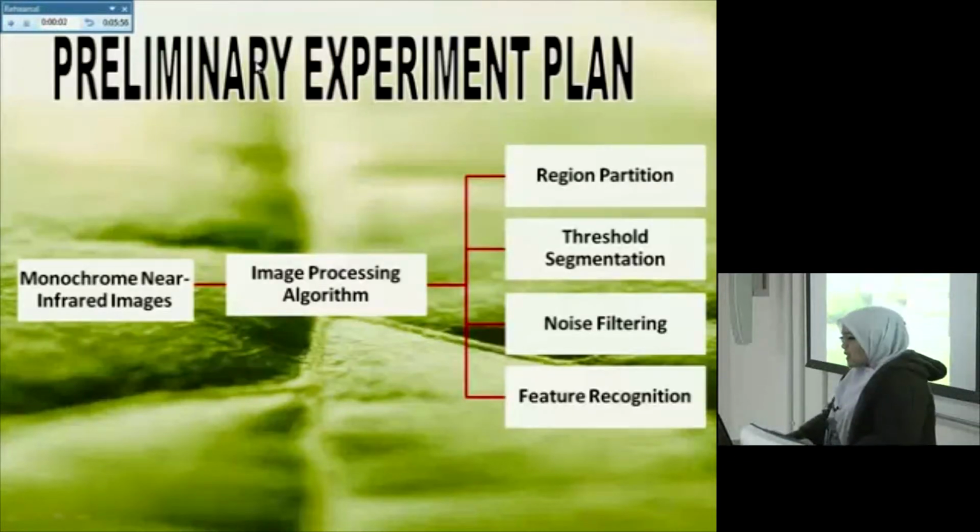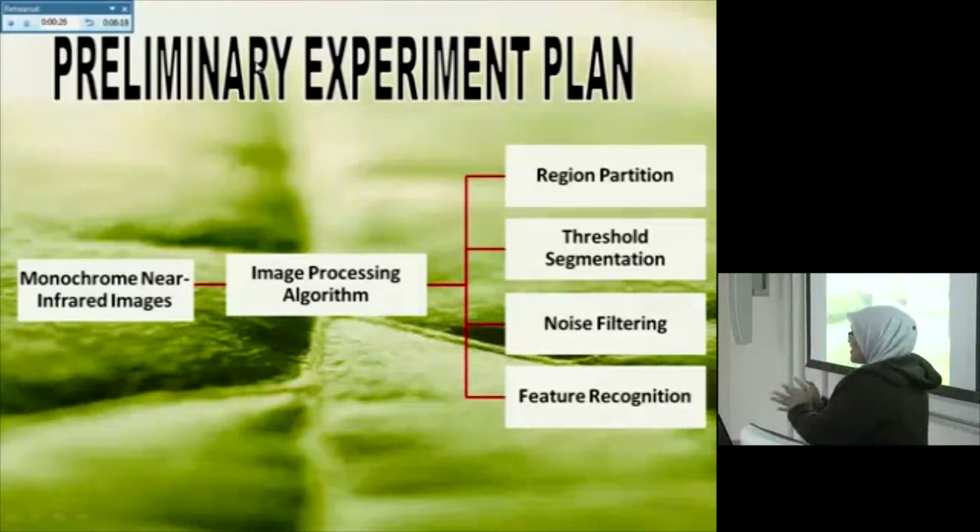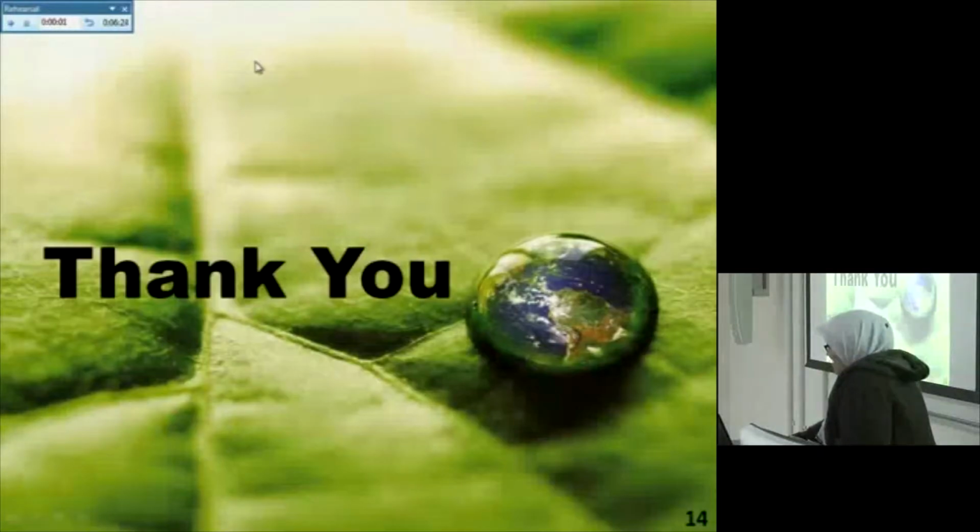Okay, this is a preliminary experiment plan. First, I want to get the monochrome near infrared image, and then do the image processing algorithm, which contains 4 steps. First, the region partition, then the threshold segmentation, noise filtering, and feature recognition. But I have to discuss this project with Kondo Sensei first. Okay, that's all. Thank you.